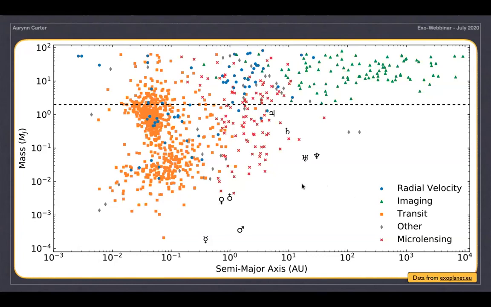What I want to draw your attention to is the population here of imaged planets. As you may notice, they all occupy these high masses above 2 Jupiter masses, and mostly at wide separations as well. This is just a limitation of the observations. Smaller exoplanets are less bright and therefore more difficult to observe next to a giant bright star. Similarly, planets that are closer to their star are closer to that giant bright object and really difficult to pick out.